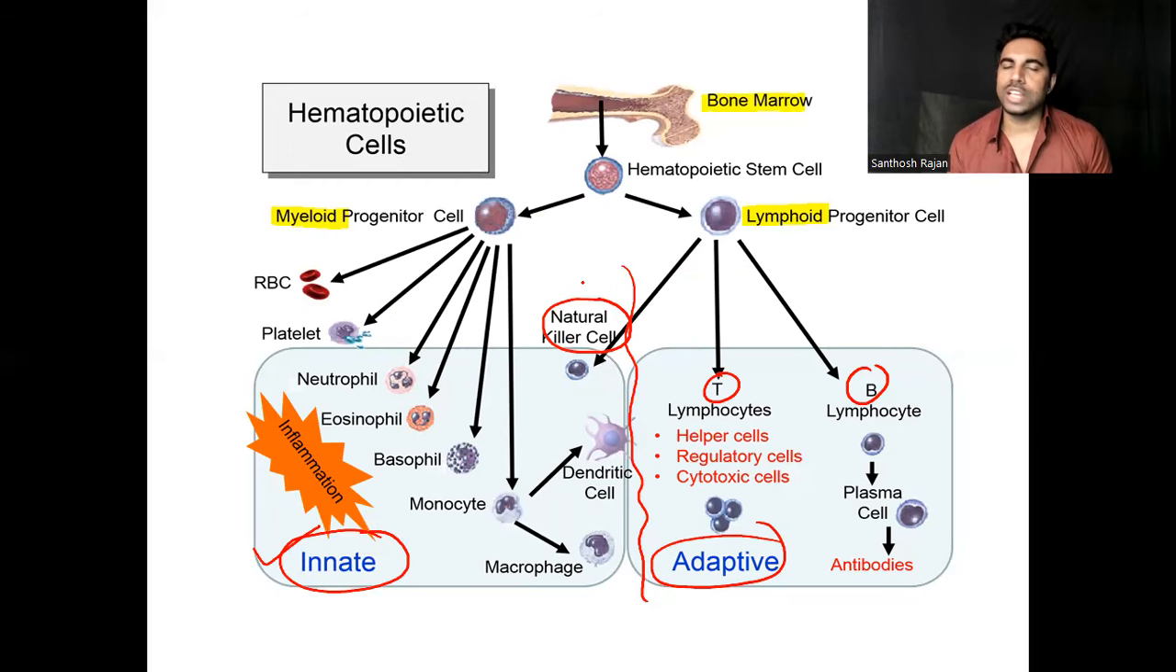And apart from this, the natural killer also comes in. That will be a frequently asked question. Remember, that is the only lymphoid cell which has a role in the innate immunity instead of going to adaptive immunity. That's it. That's what I'm briefing.